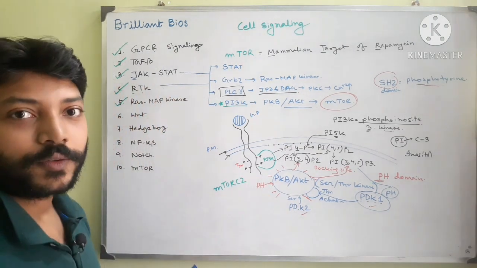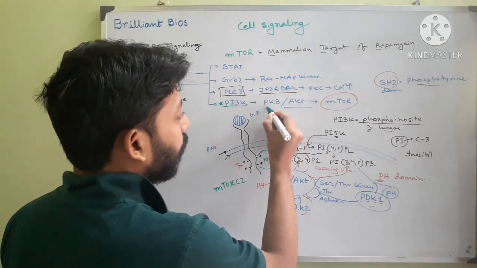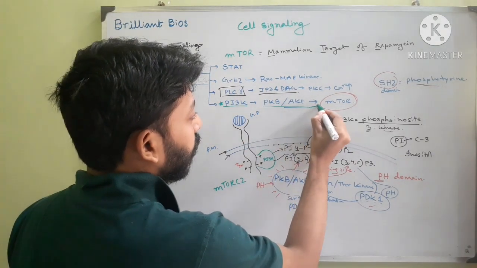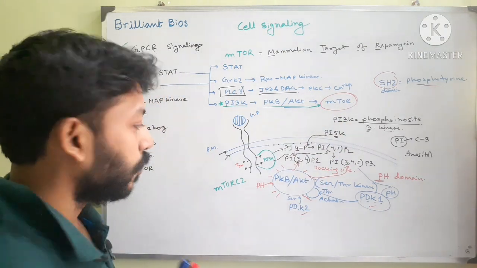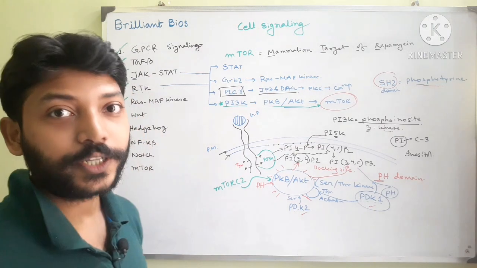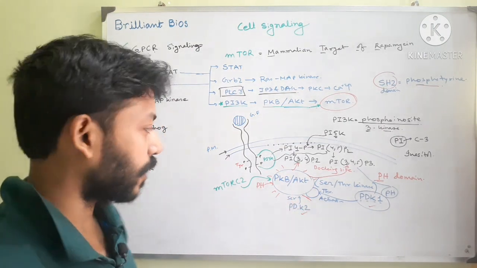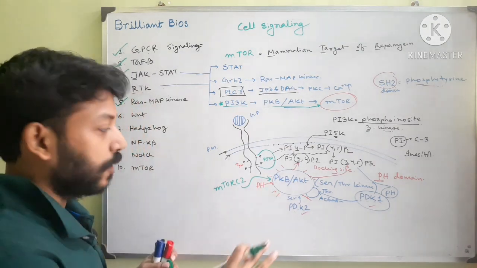Now you will get confused because I have mentioned that the PKB or AKT pathway can activate the mTOR pathway. Now I am telling you that mTOR C2 also helps in the activation of PKB. How it can occur, I will tell you at the end of this class. At first, you learn about this.